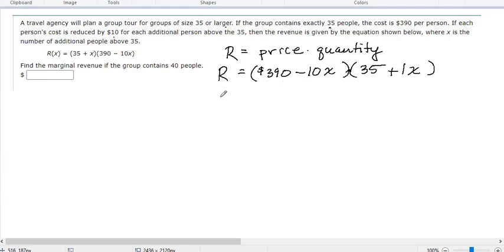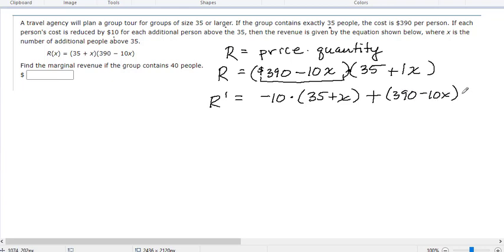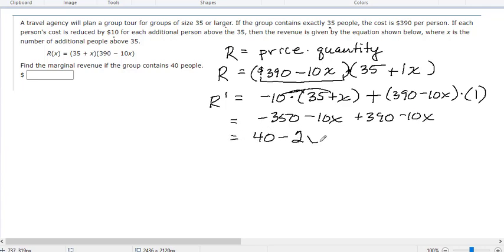Okay, this is a product rule. So to take the derivative, I could use a product. Derivative of the first is negative 10 times, keep the second function exactly as it is, 35 plus x. Halfway done, plus, keep the first function as it is, times, take the derivative of the second function. Derivative of 35 is 0, derivative of 1x is just 1. Gives me negative 350 minus 10x plus 390 minus 10x. 40 minus 20x, that is revenue's derivative.